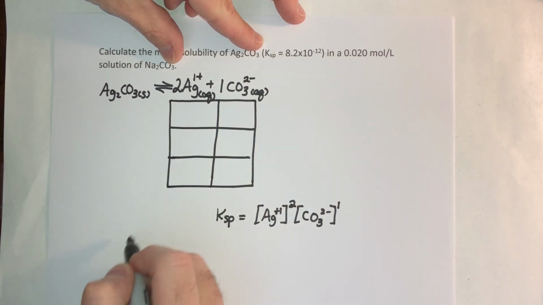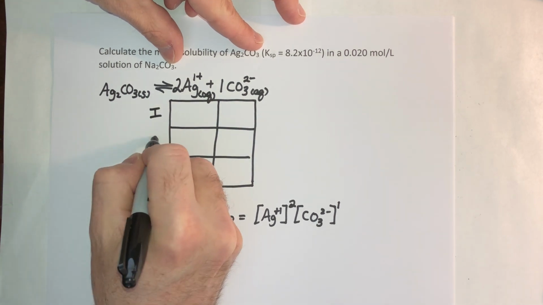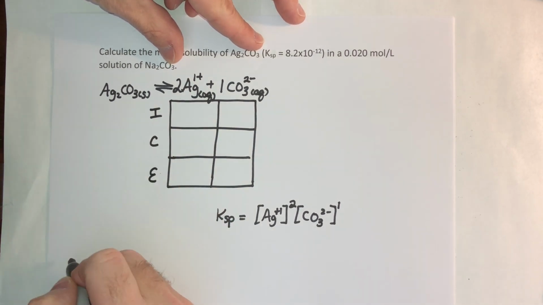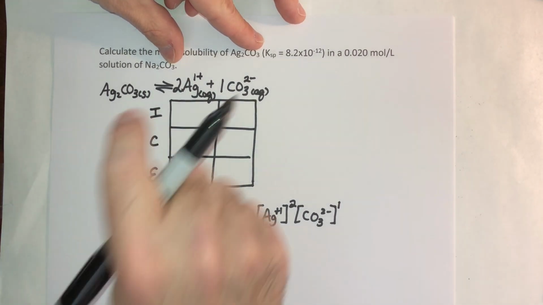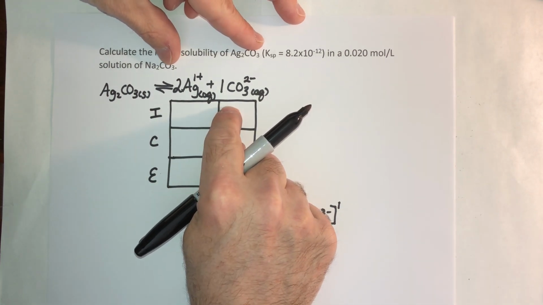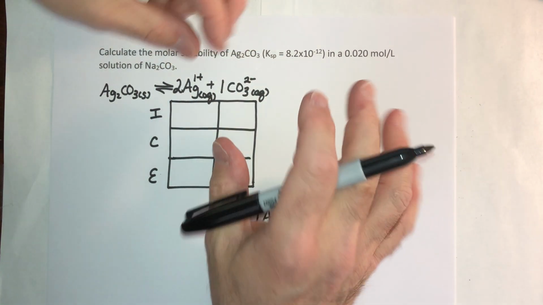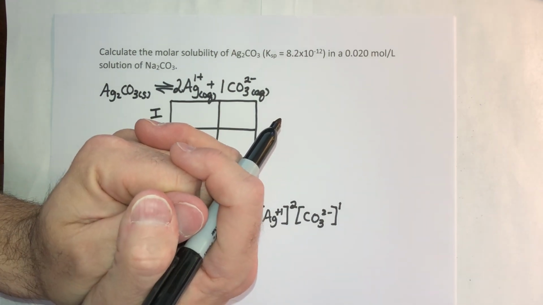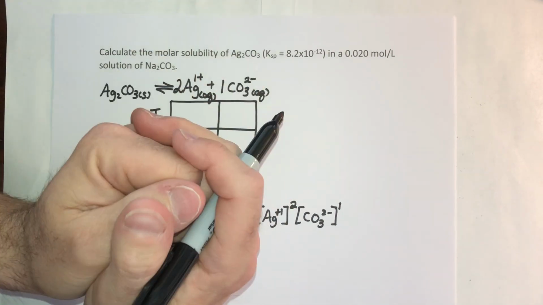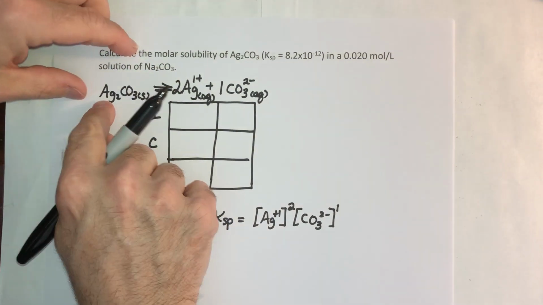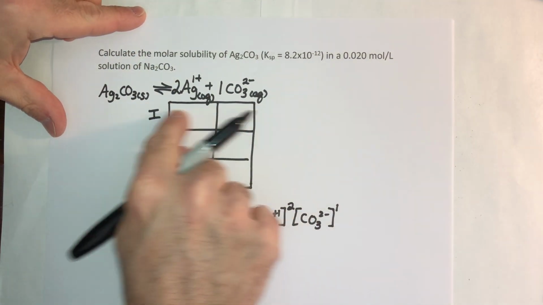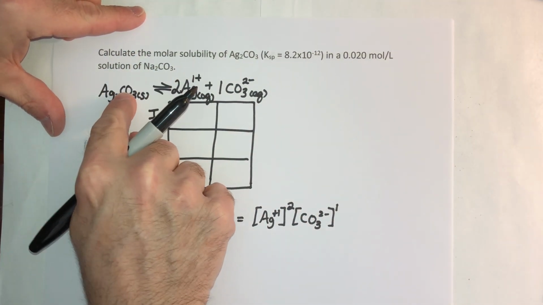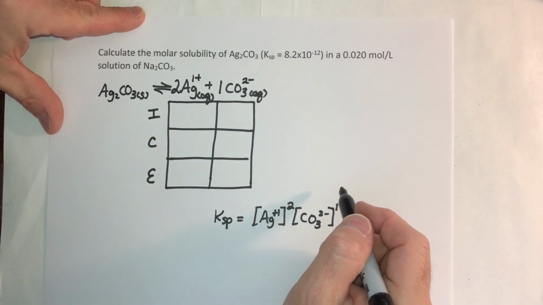There we go. Initial, change, equilibrium. Now, if we talk about initially, this is time equals 0. The silver carbonate has had no time to break up. So you're not going to get any silver or any carbonate from the silver carbonate. Okay? None from this.